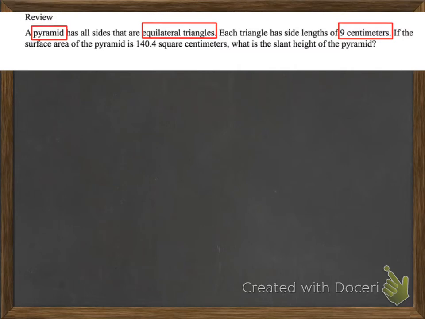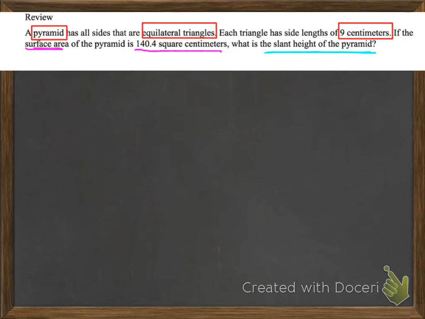If the surface area of the pyramid, so I'm going to underline surface area in a different color, of the pyramid is 140.4 square centimeters. Again, I'm sticking with pink because that goes with surface area. What is the slant height of the pyramid? So I'm going to go ahead and put this here. So now what you're looking for is the slant height of the pyramid. So let's go ahead and take a look at what this pyramid might look like.